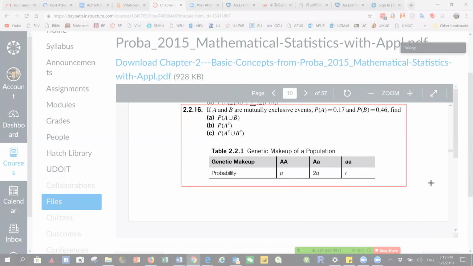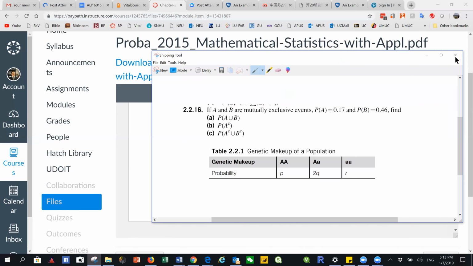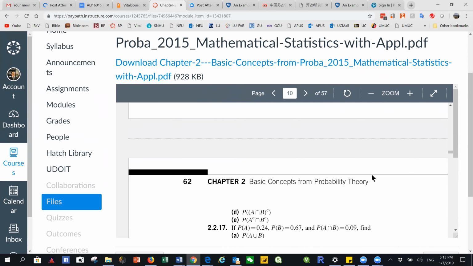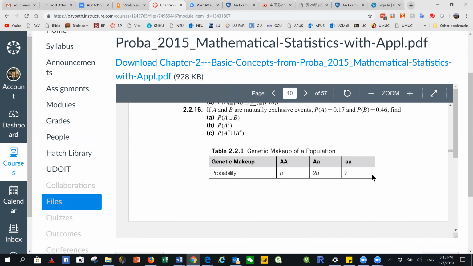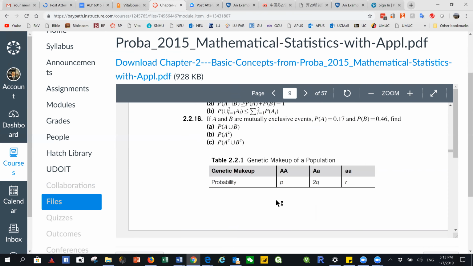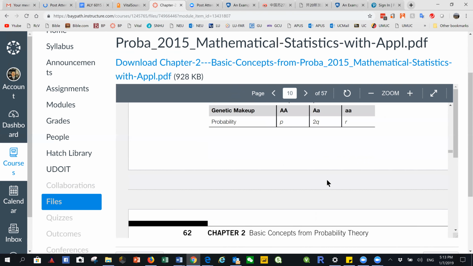So for this 2.16, well, let me, one second. The question actually goes down here. 2.16. All right. Let me see. Yeah, how do I?